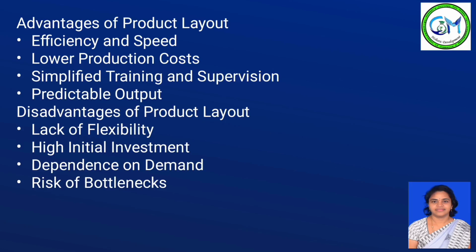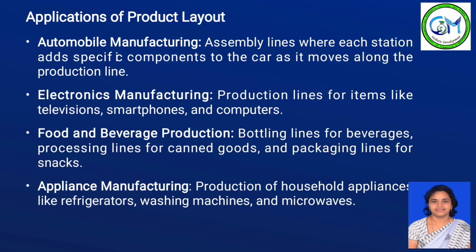Highly dependent on steady demand. So the fluctuations in demand can lead to inefficiency and higher per unit cost. Risk of bottlenecks. Risk of bottlenecks means a breakdown or slowdown at one workstation can disrupt the entire product line. Applications of product layout. This type of layout, product layout, is applicable to industries such as automobile manufacturing, electronic manufacturing, food and beverage production, and industries producing home appliances like refrigerators, washing machines, microwaves, etc.